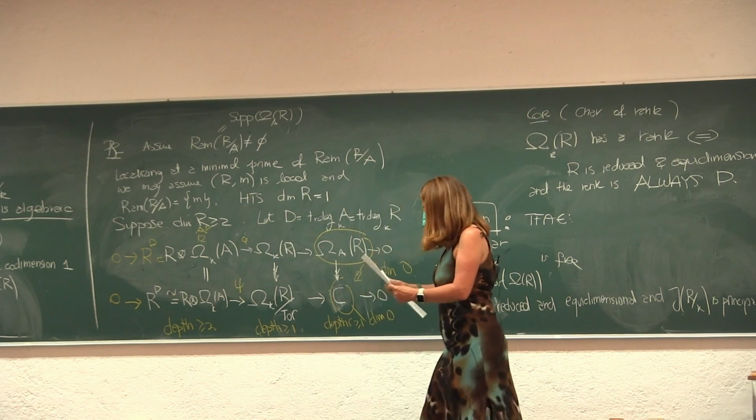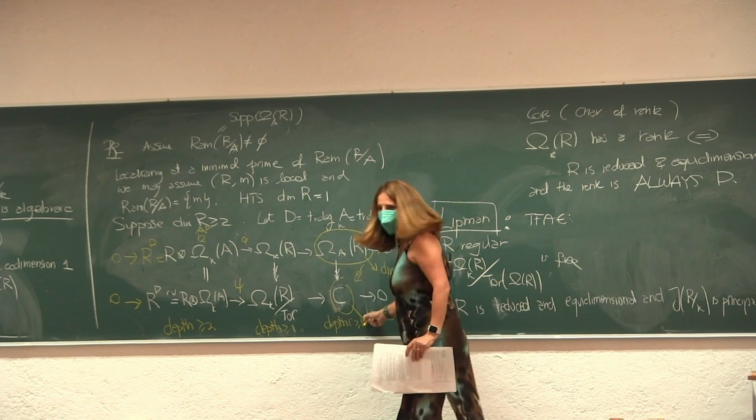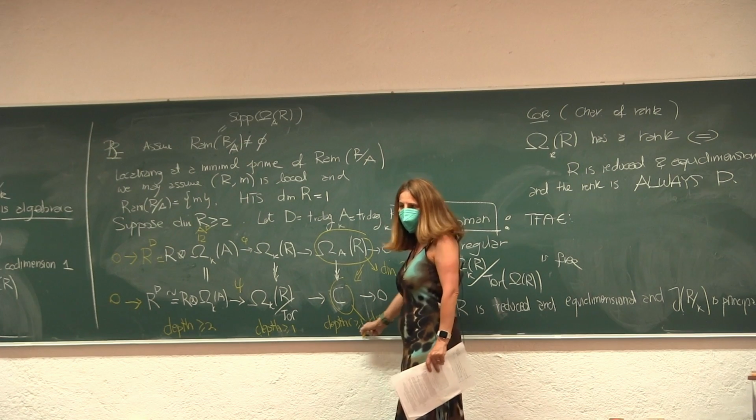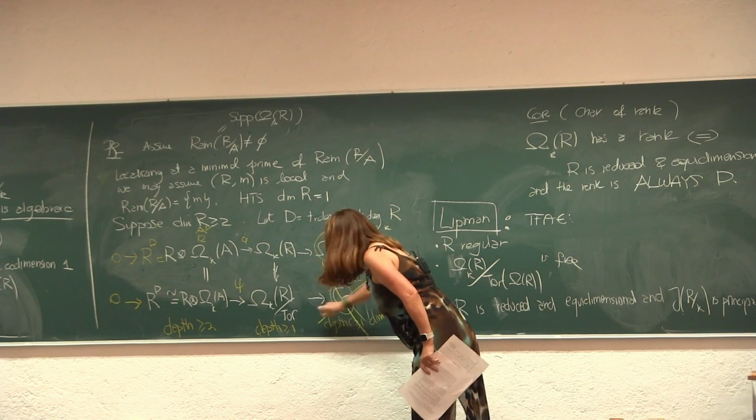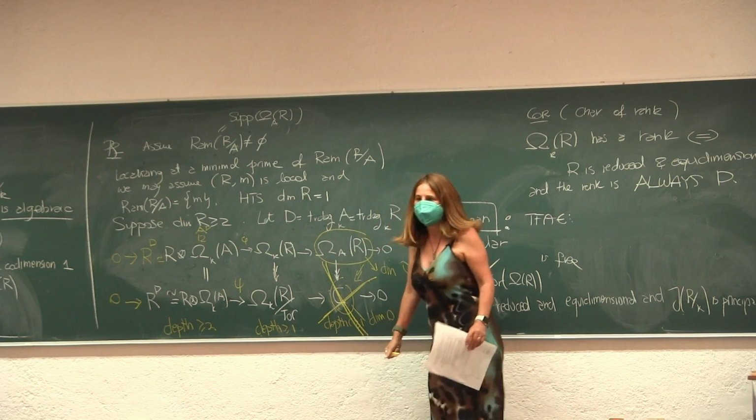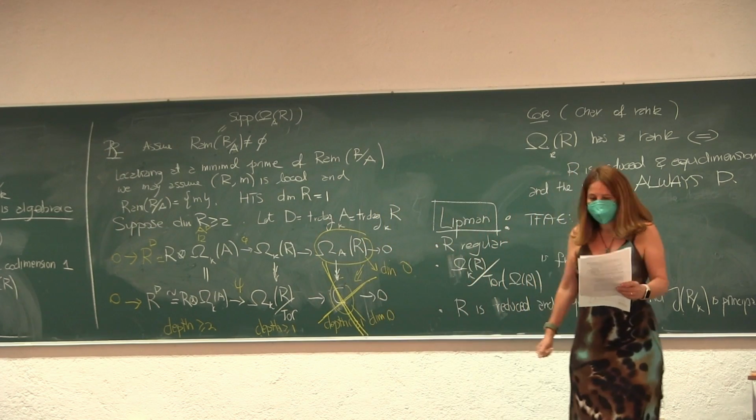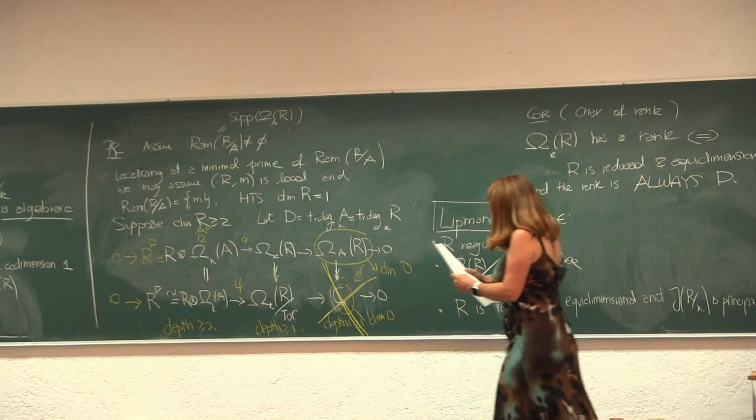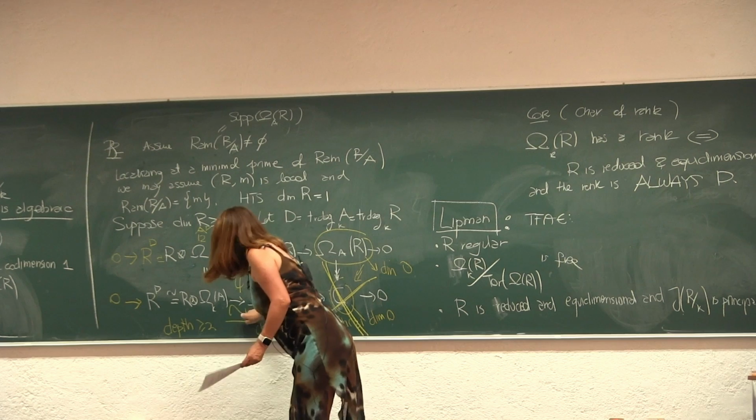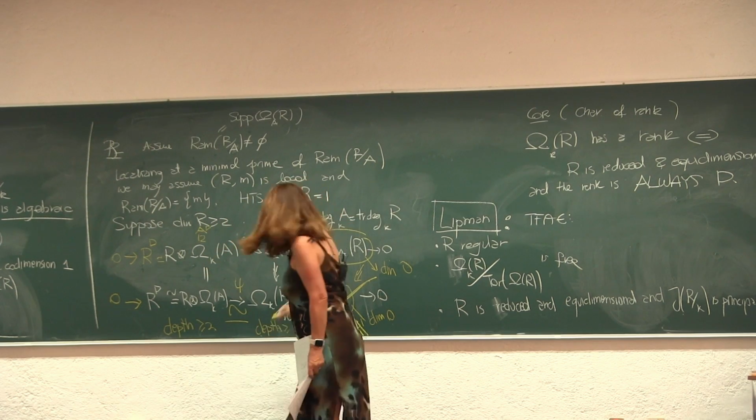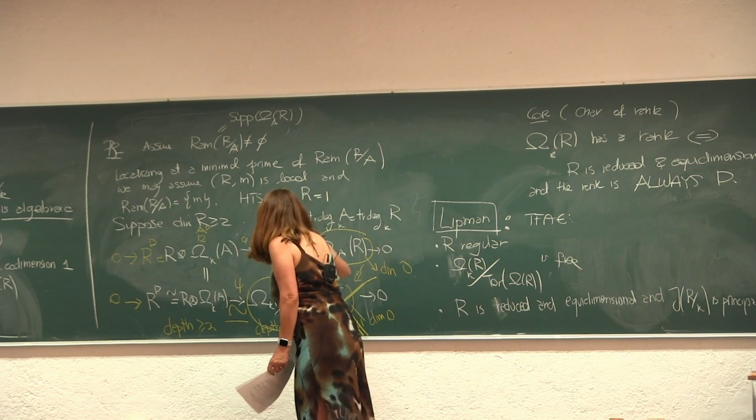Okay? Now that tells you that C is 0. Because at dimension 0, how can I have depth? It's impossible. So this goes away. All right? Okay. And now, this tells us that these two are isomorphic. So this guy is R to the D.